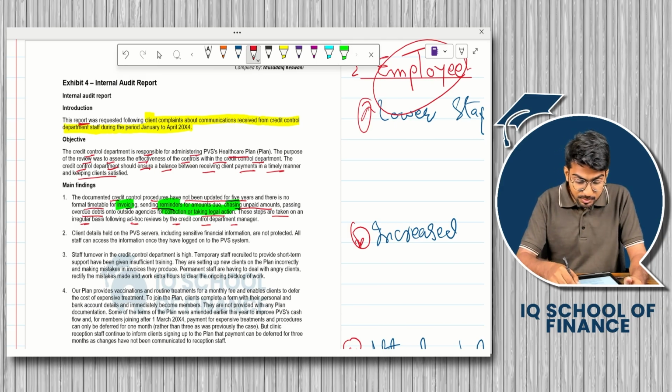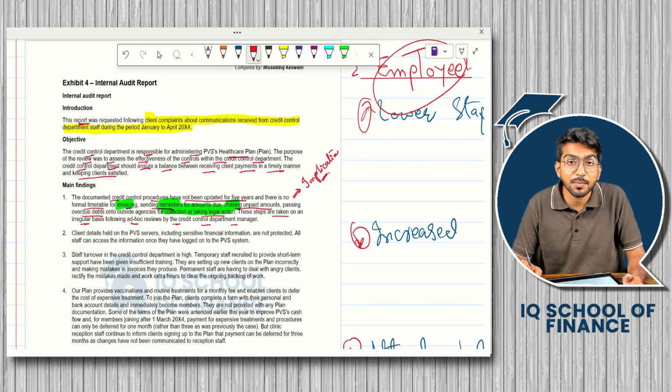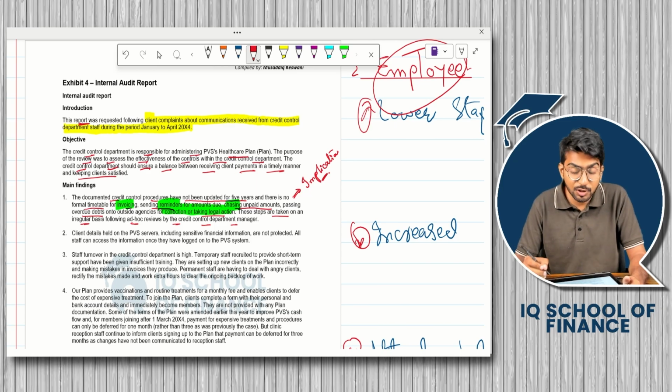So this is the issue, and what we need to identify is the implication, what implication there could be on the part of the business, what the disadvantages or what harm there would be to the business if this would continue, and how we can mitigate this thing.